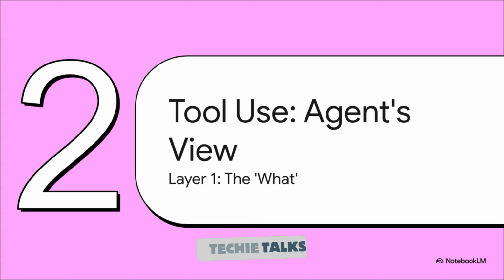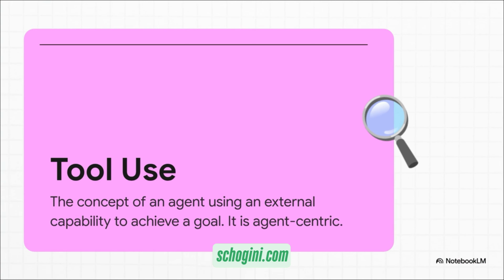Okay, first up is layer one, what I'm calling the agent's view. This is all about tool use. Think of this as the high-level, conceptual part of the whole process. It's all about what the agent decides it needs to do. So, what's the key thing to remember here? Tool use is agent-centric. That means it's all from the AI's perspective. It's that moment the agent basically thinks to itself, okay, to get this done, I need to reach for something outside of myself. I need a tool. See? It's the what, not the how.